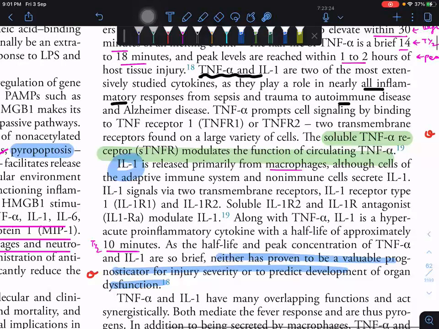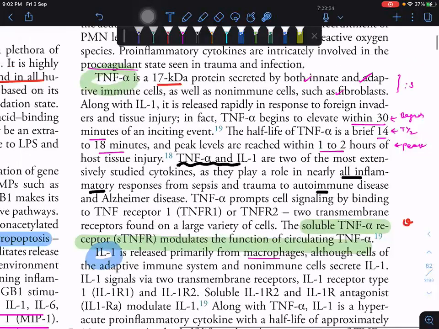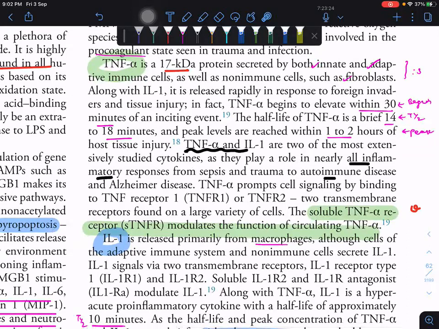And this TNF-alpha acts via two receptors, TNF1 and 2. But they're telling that soluble TNF-alpha receptors, remember the soluble word, it's not insoluble, it's soluble TNF-alpha receptors, modulate the function of circulating TNF-alpha. So our circulating TNF-alpha is modulated by our soluble TNF-alpha receptors. So these are the MCQs of TNF-alpha: the TNF-alpha main source, half-life. It is the main one, and the word soluble is important.